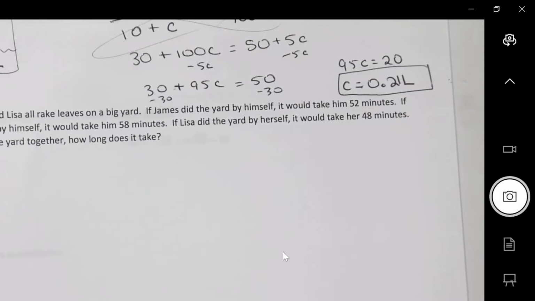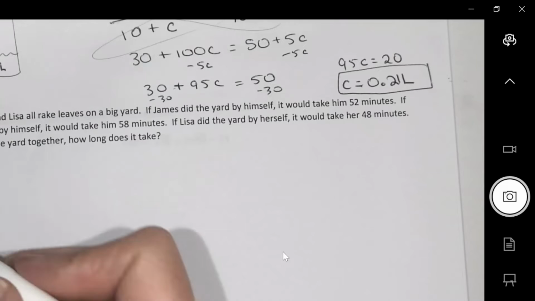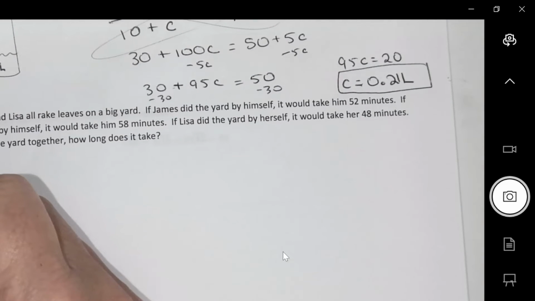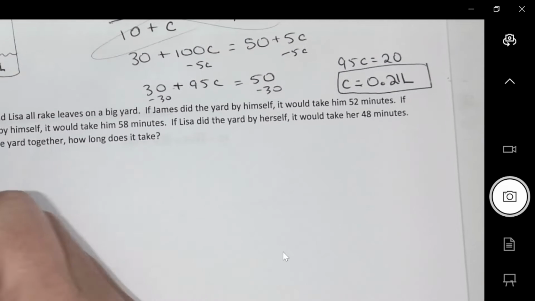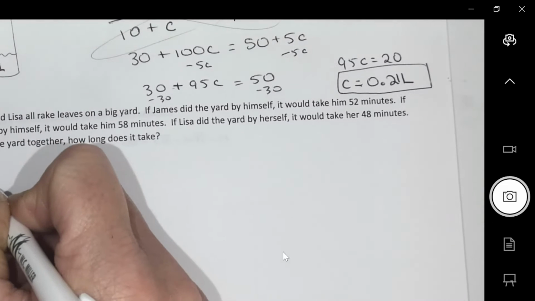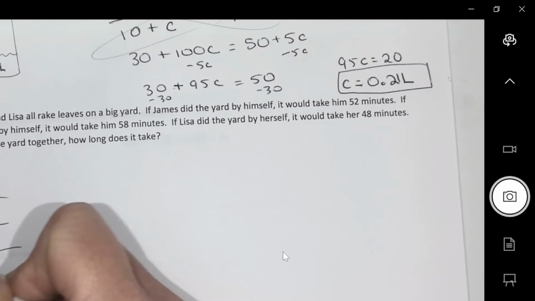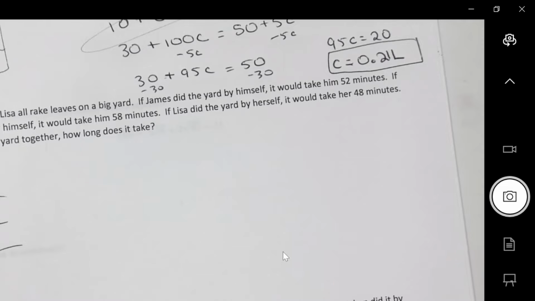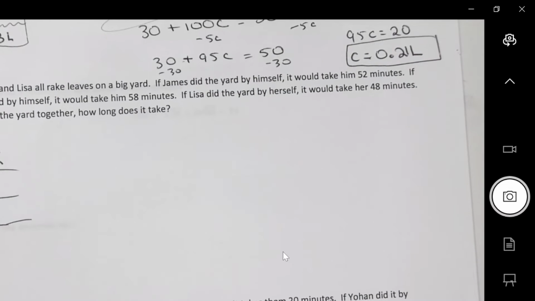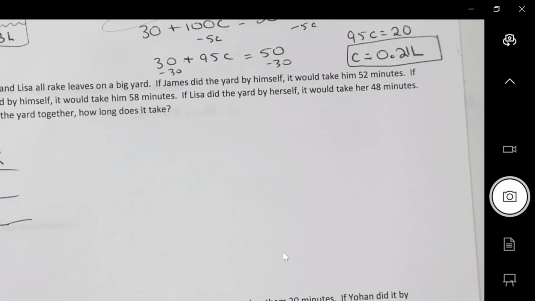Okay, 3 people are working, Nick, James, and Lisa, so we're going to do a chart. And then we're going to talk about time and rate. So set that up and then we'll read. So the time is always when they're working together. The rate is always when they're doing something alone. That's their rate.